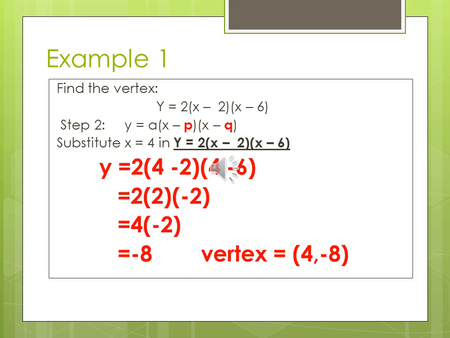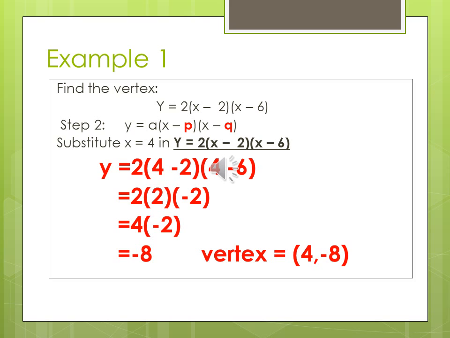Now, again, we just found the axis of symmetry, which was 4. Now I'm just going to substitute that x value into the original problem, y equals 2 times x minus 2 times x minus 6. 2 times 4 minus 2 times 4 minus 6. Order of operations tells me to do the parentheses first. So I'm going to subtract 4 minus 2, which is 2. Then I'm going to subtract 4 minus 6, which is negative 2. So now I have a set of products.